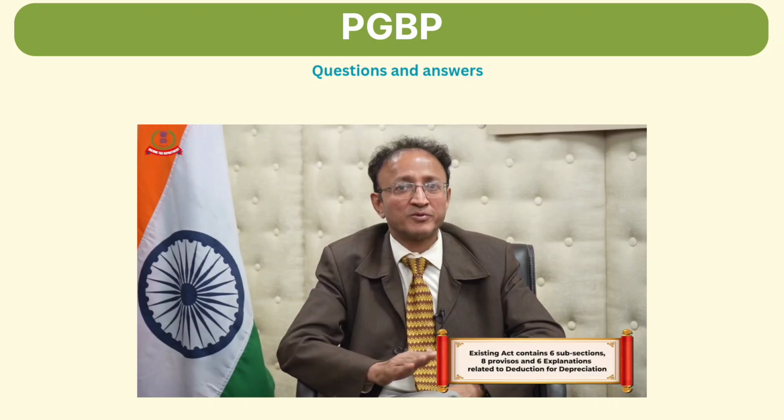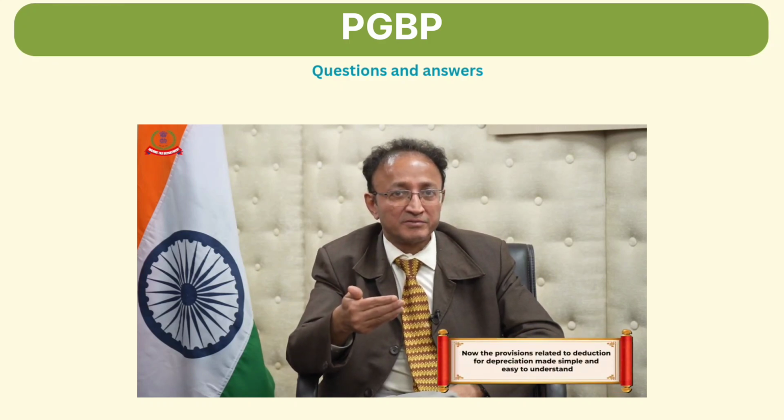So deduction for depreciation over a period of last 60 years, again this provision had also become slightly complex. जो हमारा existing act है उसमें there are 6 subsections, 8 provisos and 6 explanations. And again we have removed all the provisos, all the explanations, and the provisions have been sequentially arranged, and the number of word counts have been reduced by 40%. So the depreciation provisions now read much better, you can understand them much better, and the scope for interpretation and confusion has been reduced a lot.